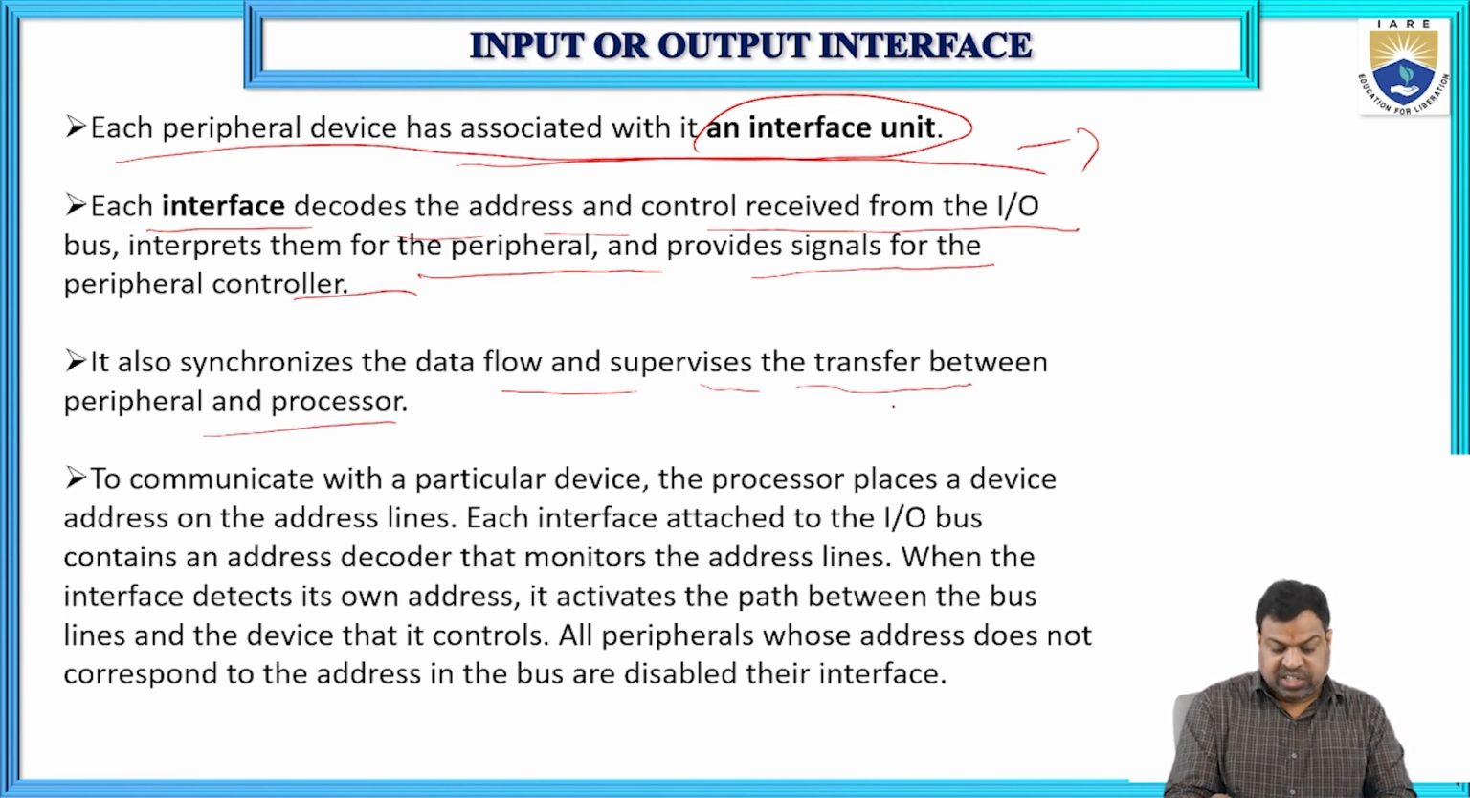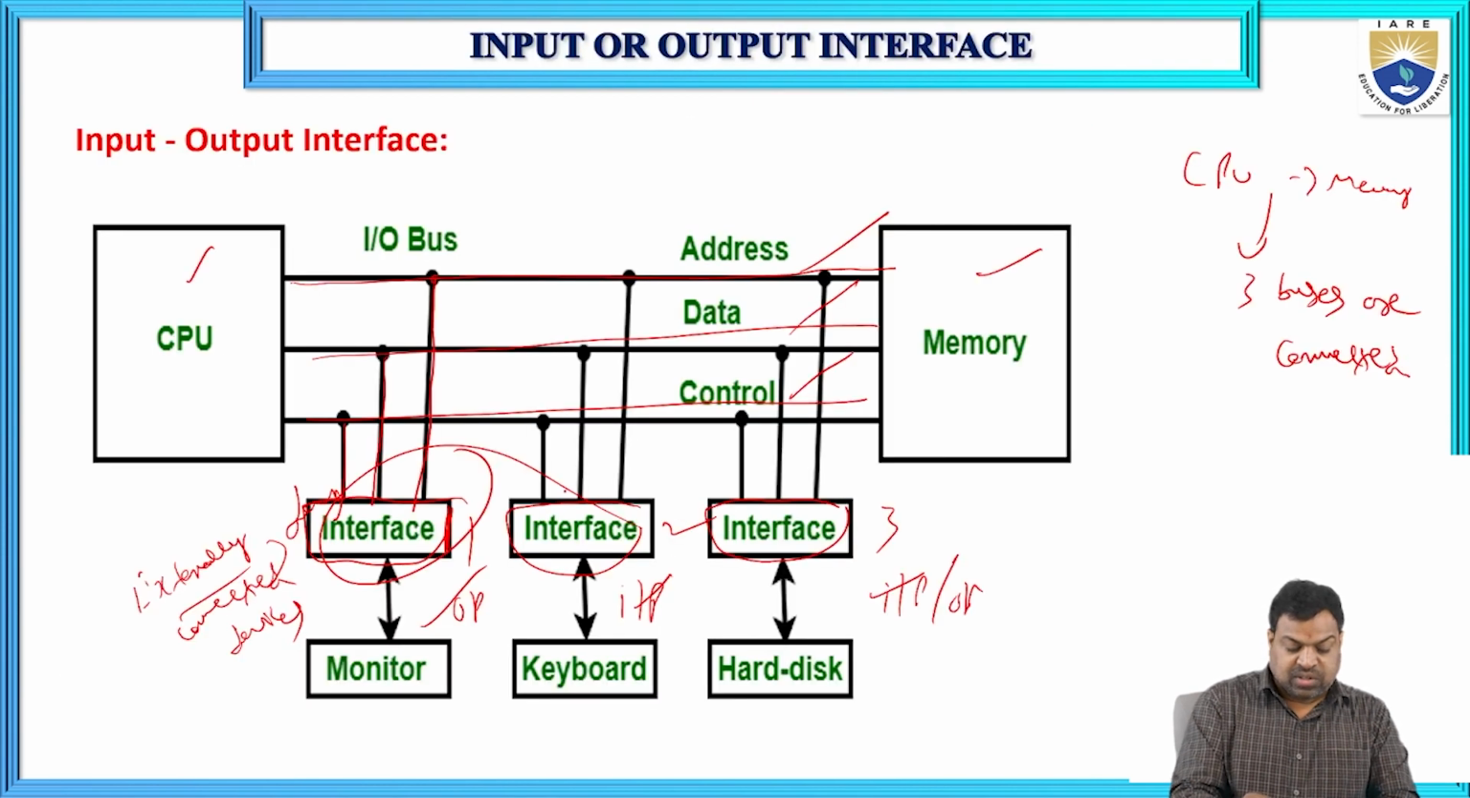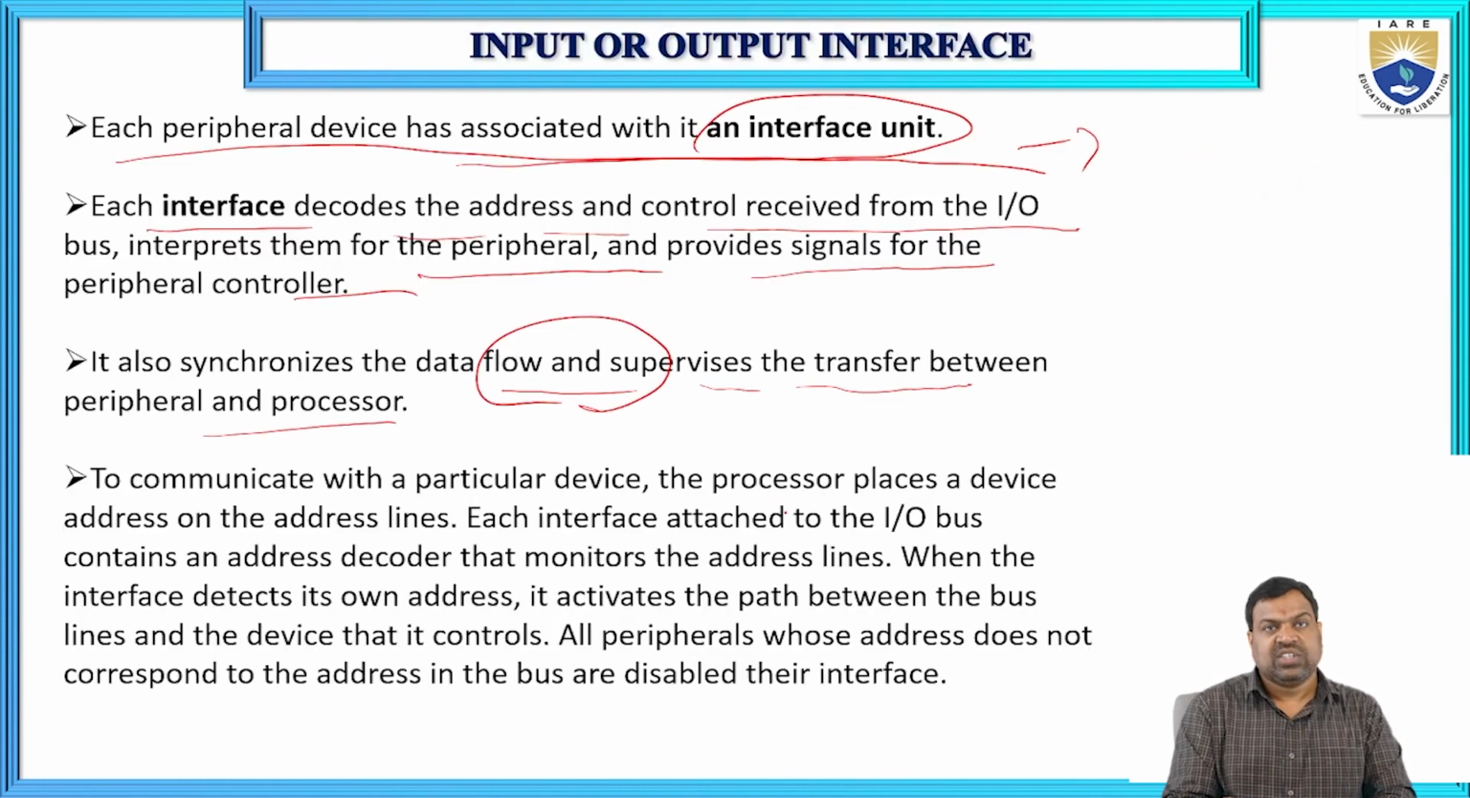And the data flow is between the interfacing and the CPU to memory. The transfer is between the CPU and memory through the interfacing devices. So that is a data transfer with synchronization.